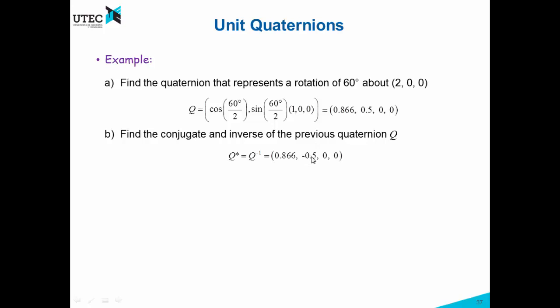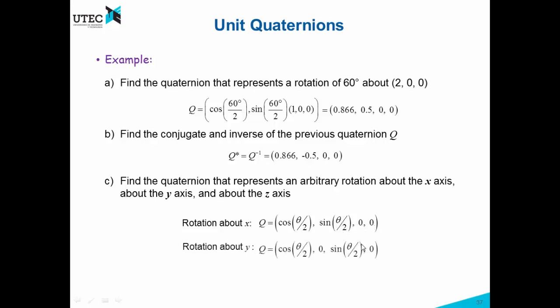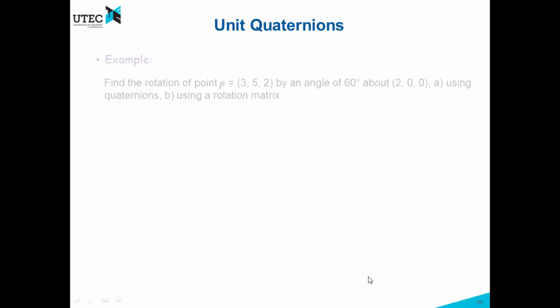Now we want to find the quaternion that represents an arbitrary rotation about the axis x, about y, and about z. So about x, we have cosine, and we have basically just 1, 0, 0. So sine theta halves and 0, 0 in y and z. For y, the sine will be in this part because the axis is 0, 1, 0. And about z, it will be the same, but we have 0, 0, 1, so sine theta half will be here in the last component.